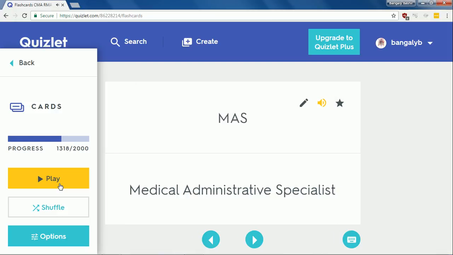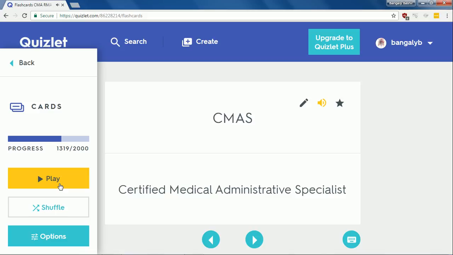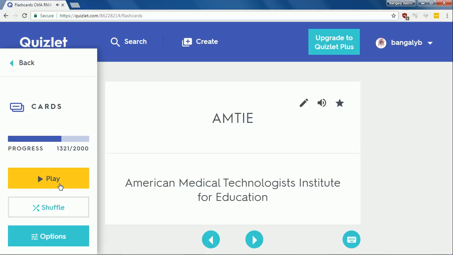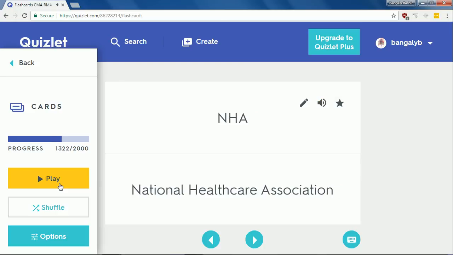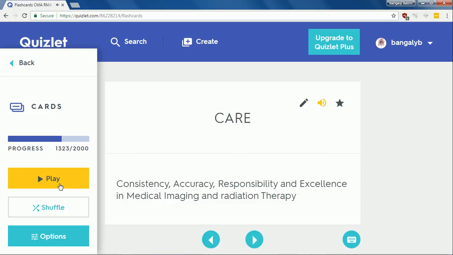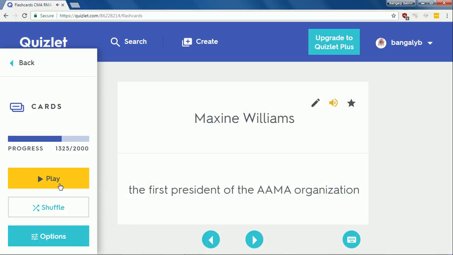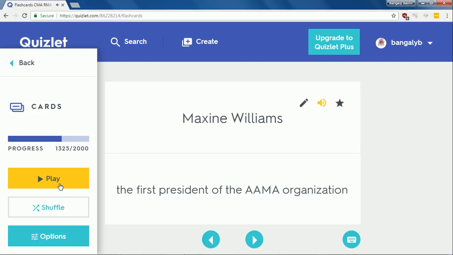MAS, Medical Administrative Specialist. CMAS, Certified Medical Administrative Specialist. CCP, Certification Continuation Program. AMTIE, American Medical Technologists Institute for Education. NHA, National Healthcareer Association. CARE, Consistency, accuracy, responsibility, and excellence in medical imaging and radiation therapy. AMT: the designation CMAS is awarded by this group. Maxine Williams, the first president of the AAMA organization.